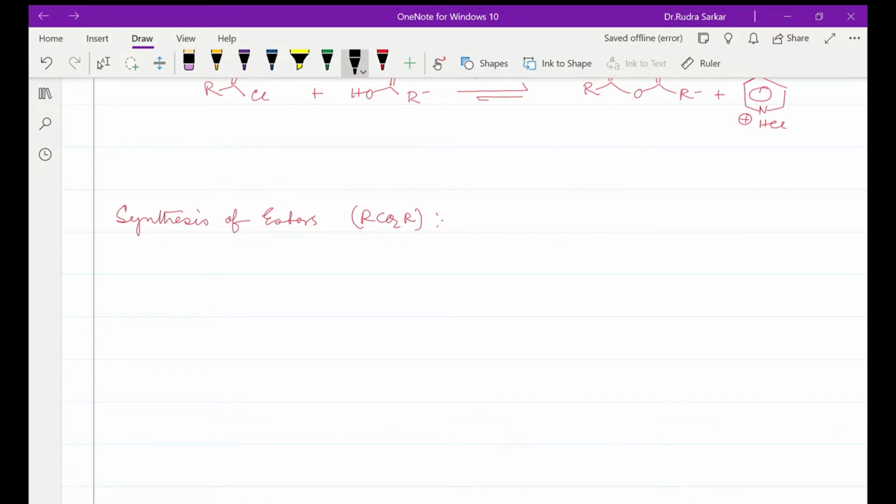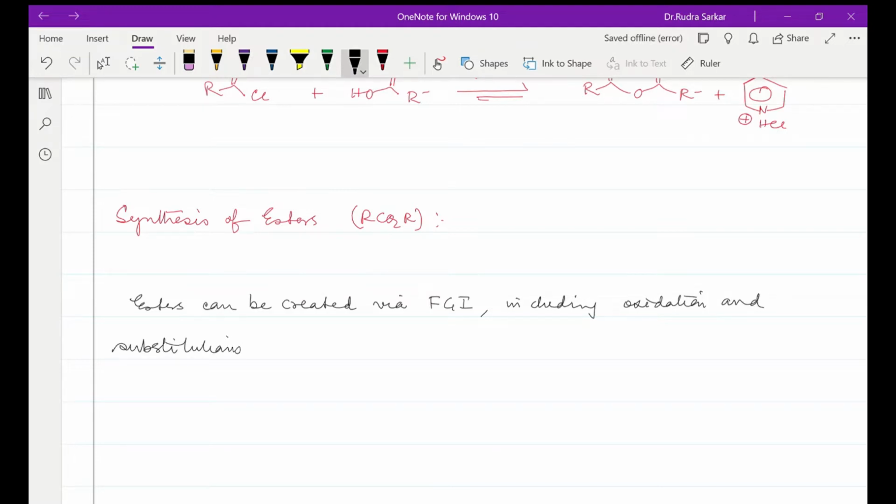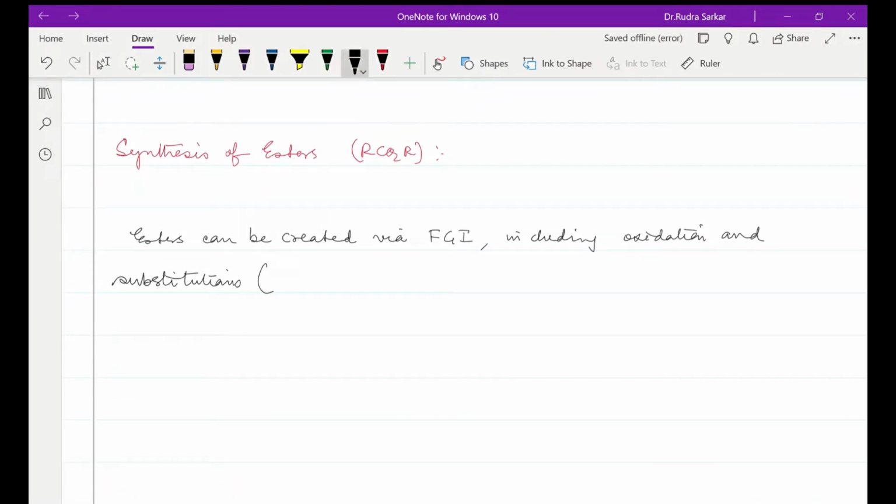Esters can be created via FGI, which includes oxidations and substitutions. Substitutions can be acyl or SN2.